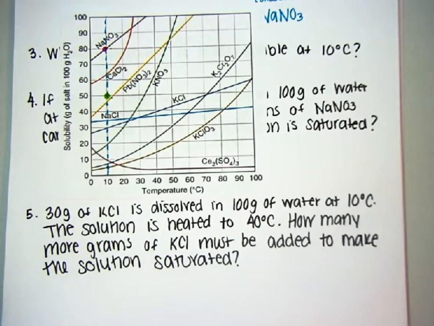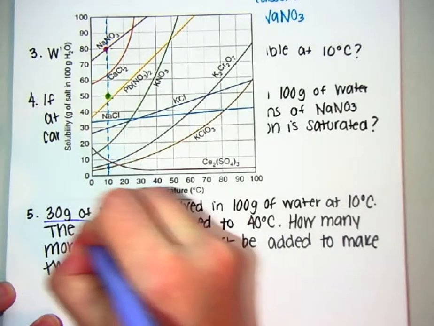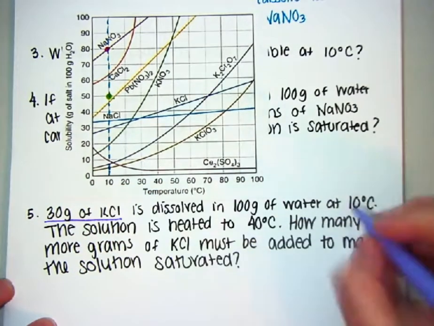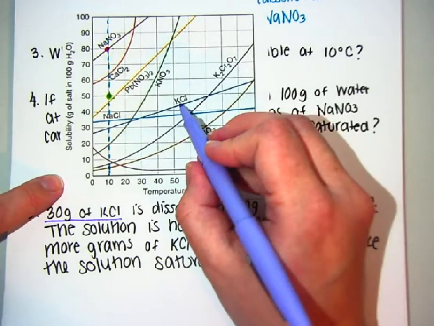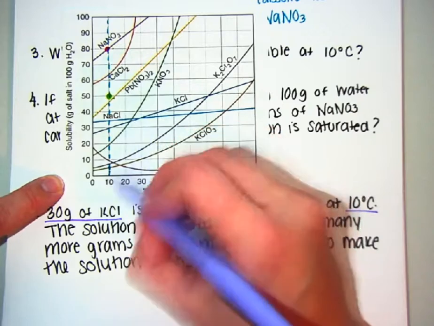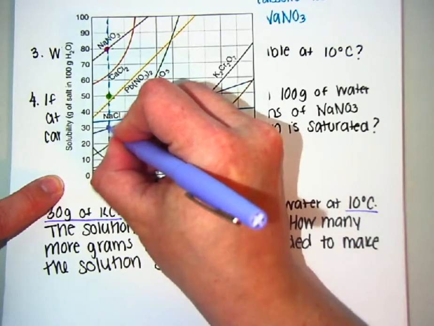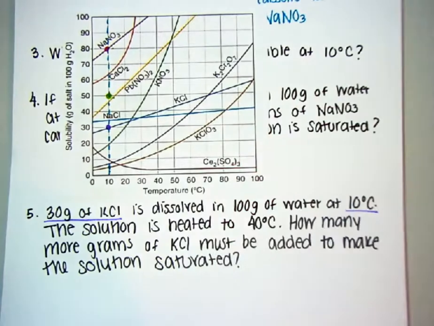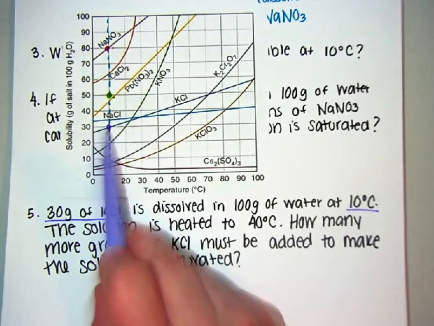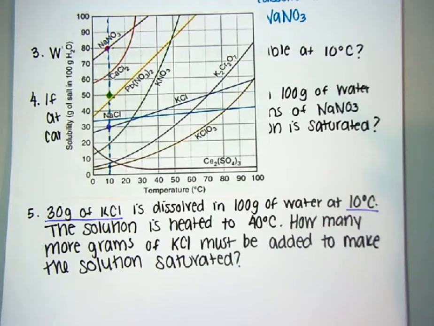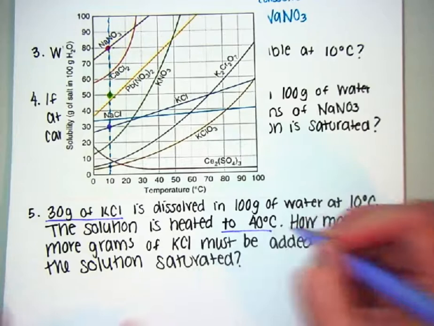All right, so let's unwrap this problem. 30 grams of potassium chloride at 10 degrees Celsius. So potassium chloride is this dark blue line here, and I want to look at 10 degrees Celsius, which is right here. So we initially dissolve 30 grams at 10 degrees Celsius, and notice that that solution is saturated. We are now going to heat that solution up to 40 degrees Celsius.